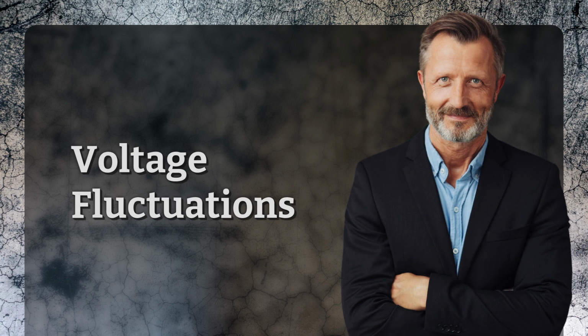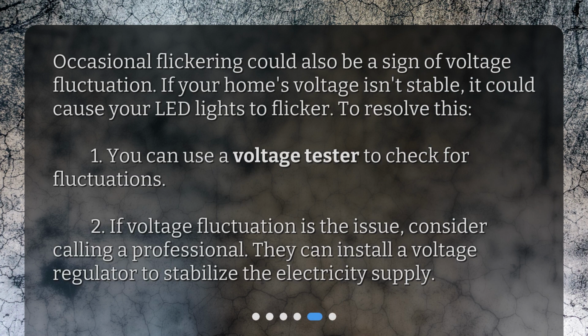Voltage fluctuations. Occasional flickering could also be a sign of voltage fluctuation. If your home's voltage isn't stable, it could cause your LED lights to flicker. To resolve this: 1. You can use a voltage tester to check for fluctuations. 2. If voltage fluctuation is the issue, consider calling a professional. They can install a voltage regulator to stabilize the electricity supply.